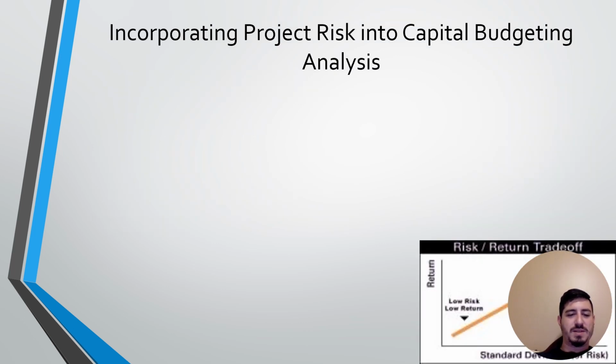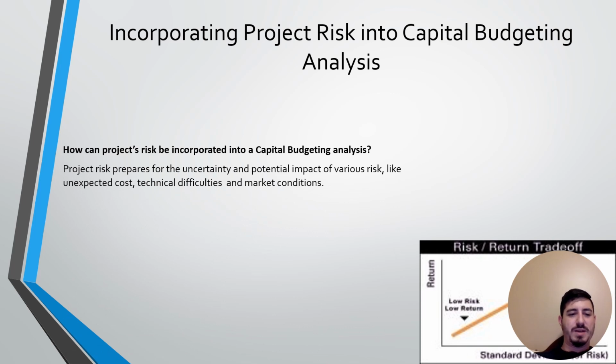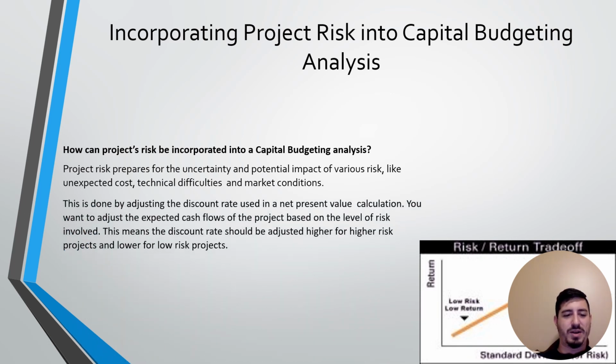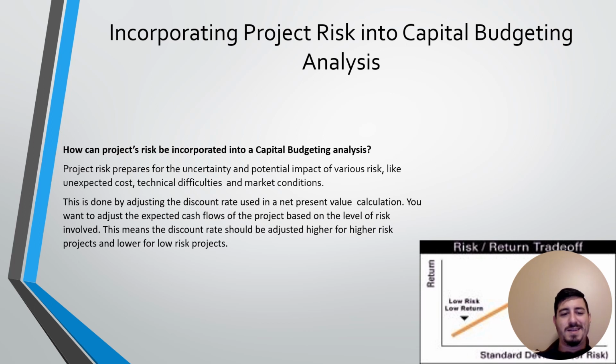Incorporating project risk into capital budgets analysis. How can project risk be incorporated? Project risk prepares for the uncertainty and potential of the various risks, like unexpected costs, technical difficulties, and market conditions. This is done by adjusting the discount rate used in a net present value calculation. You want to adjust the expected cash flows of the project based on the level of risk involved.